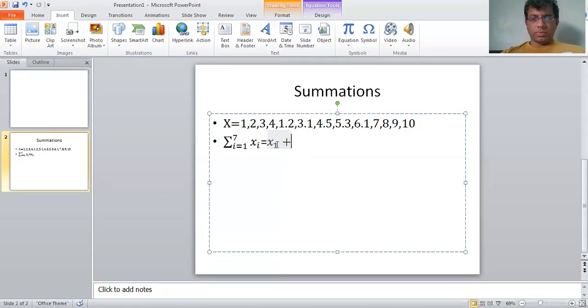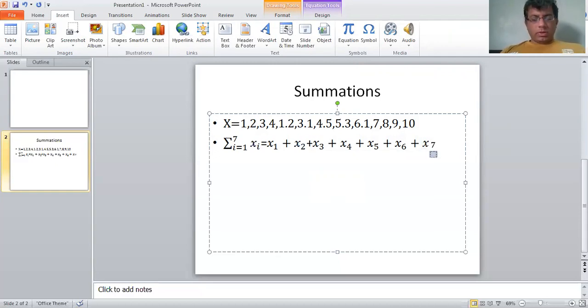x1 plus x2 plus x3 plus x4 plus x5 plus x6 and plus x7. This is what it means.